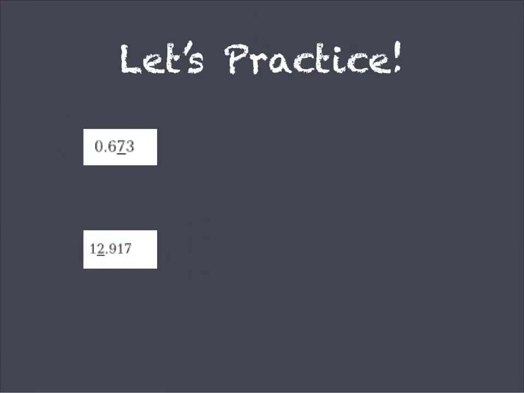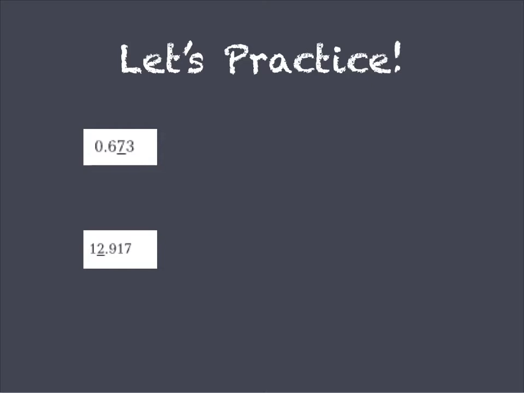Okay, let's start out with some practice. So in these two problems here, it has a number underlined that it would like us to round to. For the first problem, it has 673 thousandths, and it wants us to round to the hundredths place, which is the 7. Now sometimes the number that they want you to round to, or the place value, is not always underlined. Sometimes it'll just say round to the hundredths place.